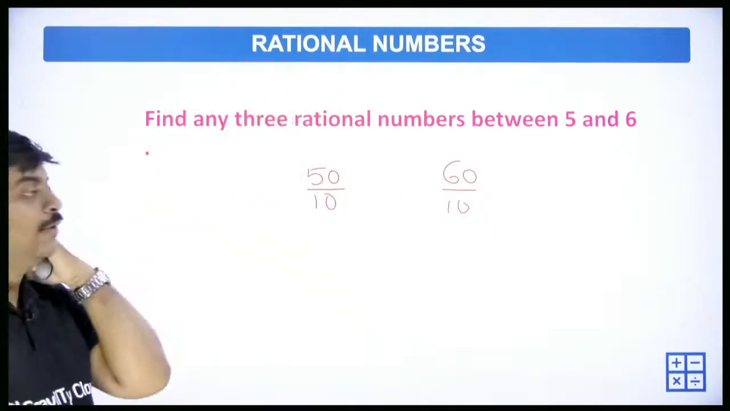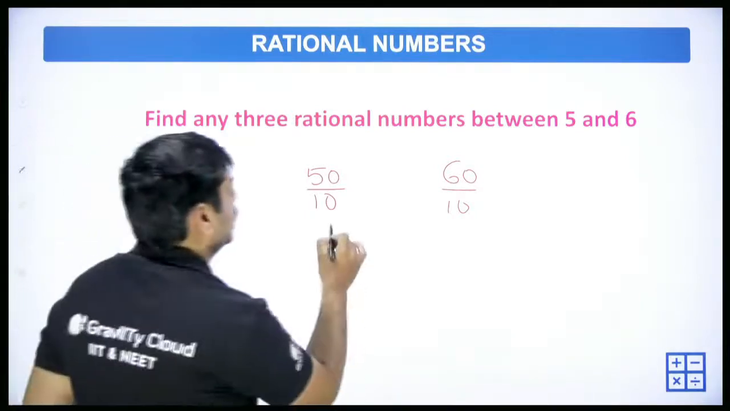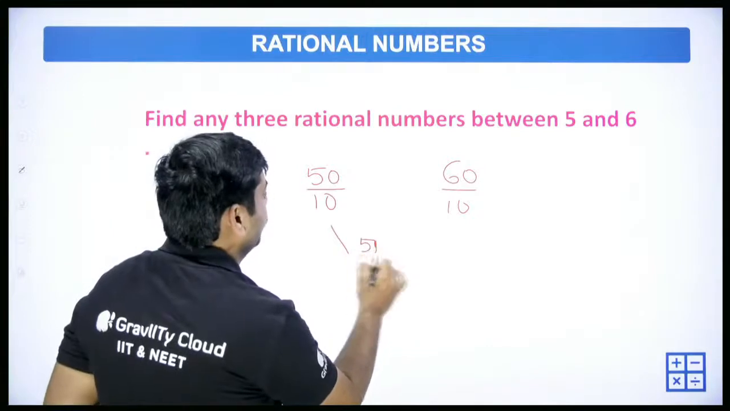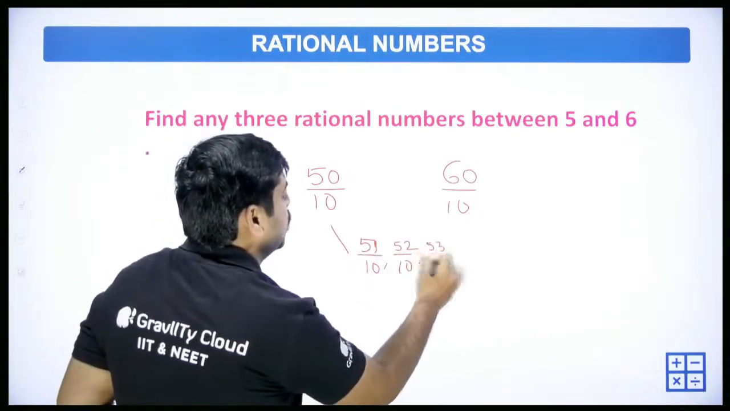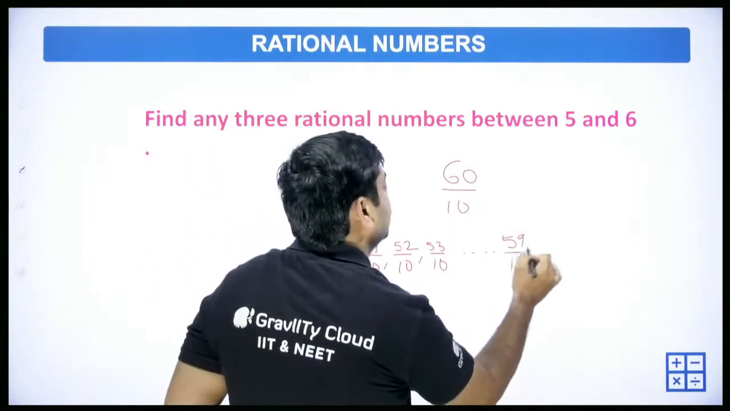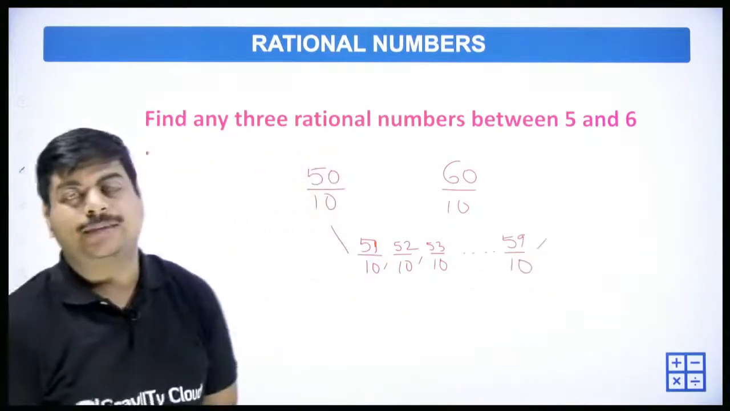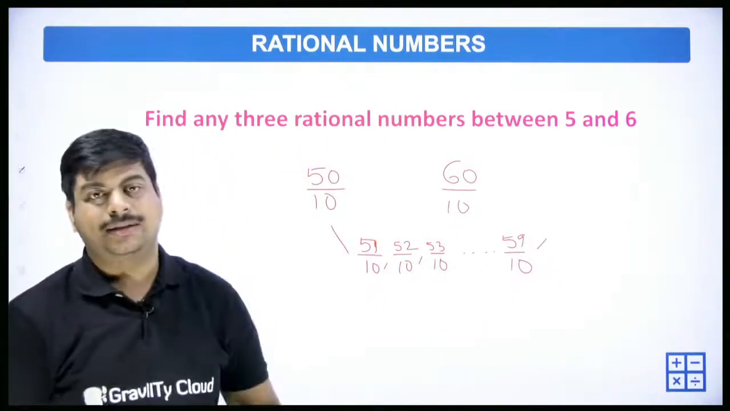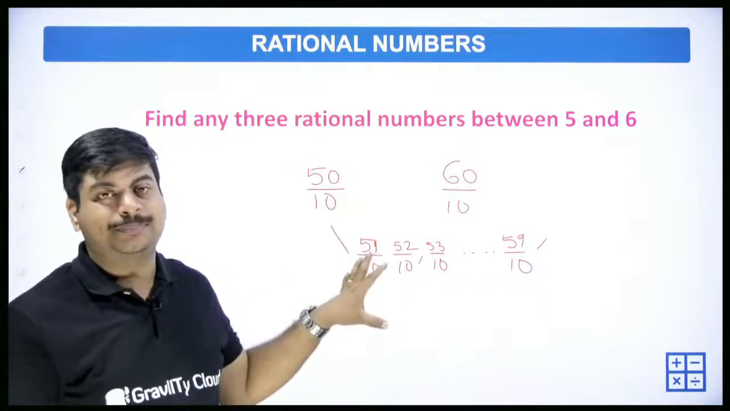Now between 50 by 10 and 60 by 10, I can write many numbers. How can I write that? 51 by 10, 52 by 10, 53 by 10, and so on till 59 by 10. All these numbers are between 50 by 10 and 60 by 10, or simply 5 and 6. These are the numbers between 5 and 6.